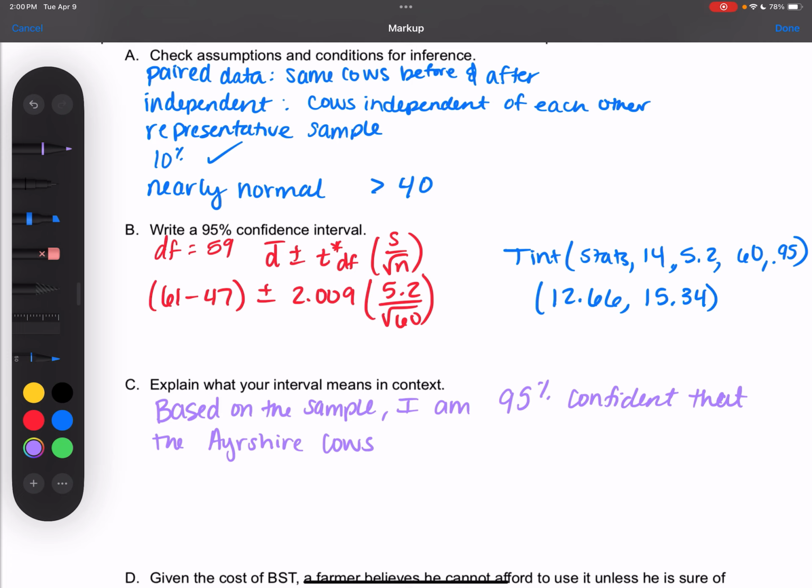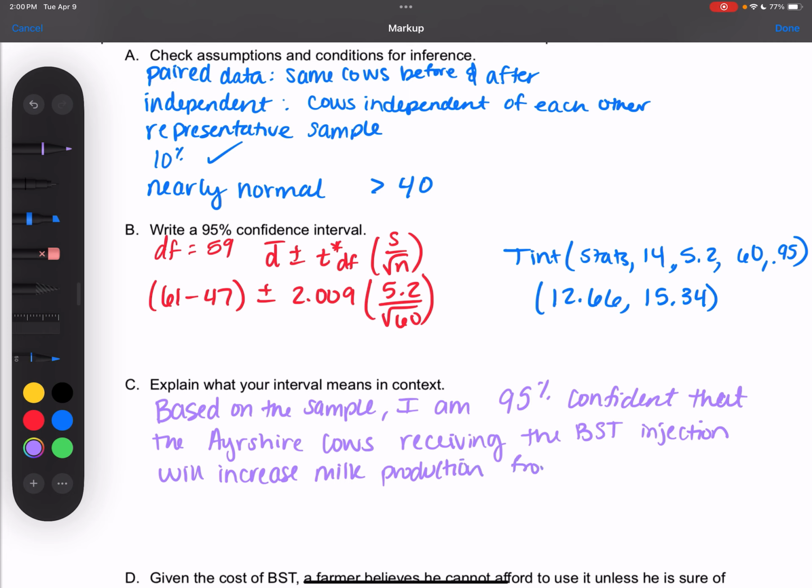Yeah, that would be fine. So I'm 95% confident that the cows receiving the BST injection, and it doesn't have to be written exactly like this either, will increase milk production by 12.66 pounds to 15.34 pounds on average, because I forgot to write that before.